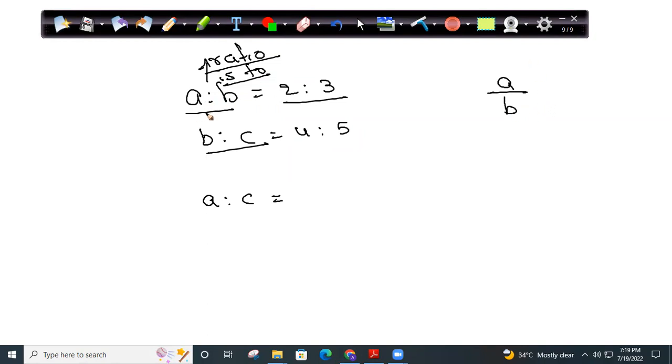If I say A is to B is 2 is to 3, B is to C is 4 is to 5, then if I ask you A is to C, what should be the answer? Please type in the chat box what should be the answer.